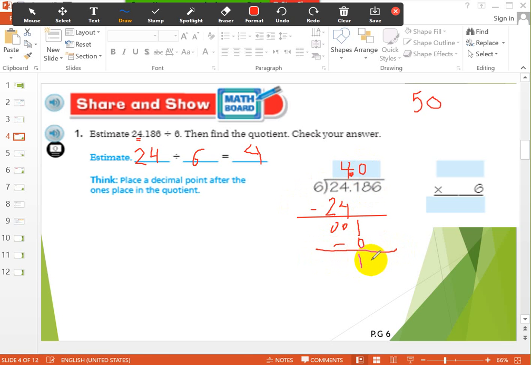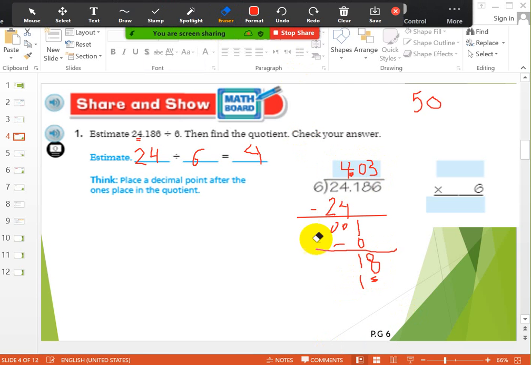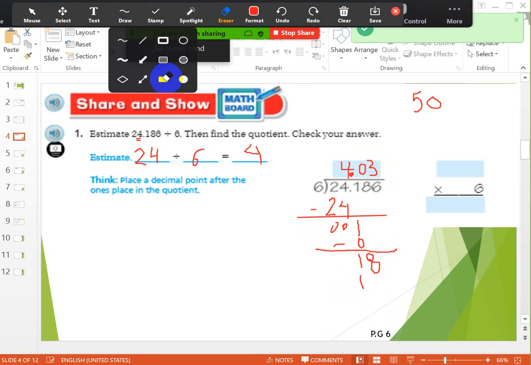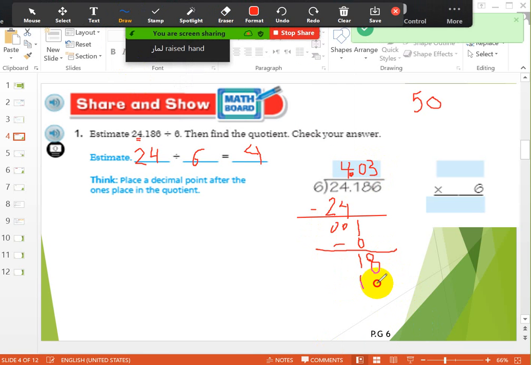Now I will take the 8. 18 divided by 6. Which number will I multiply with 6? The answer will be 18. It will be 3, right? 3 multiplied by 6 equals 18. So the answer here is 18. Okay, I will write it again. Okay, now 18 minus 18 equals 0.